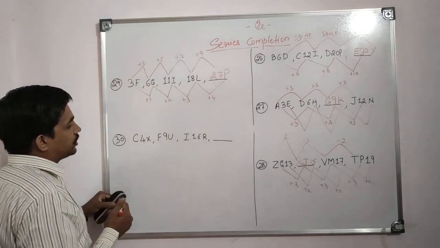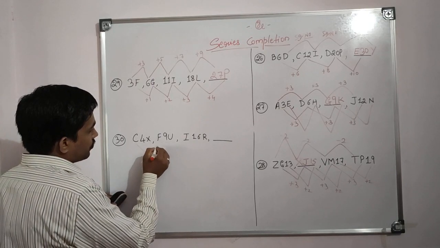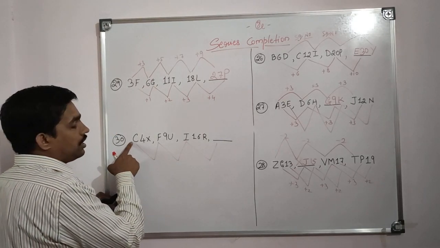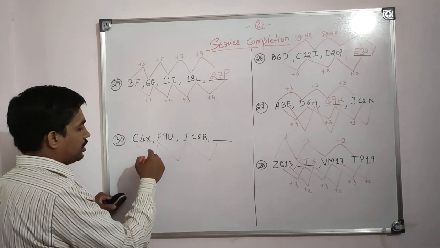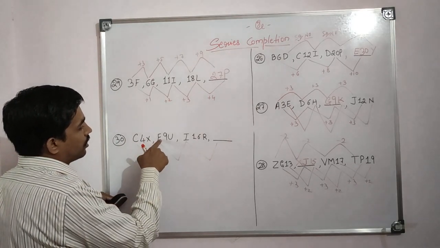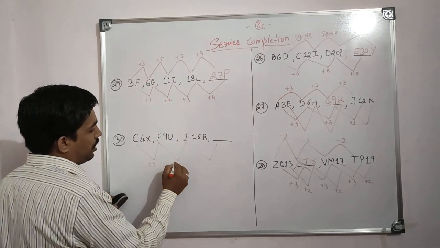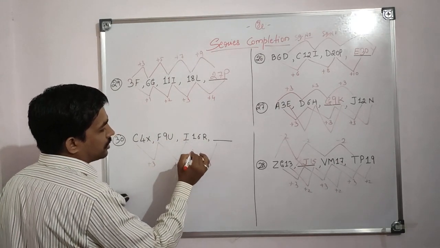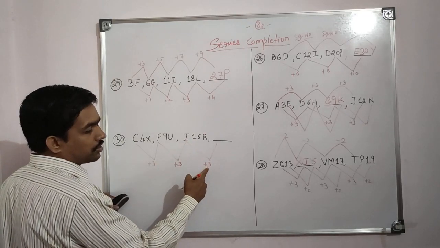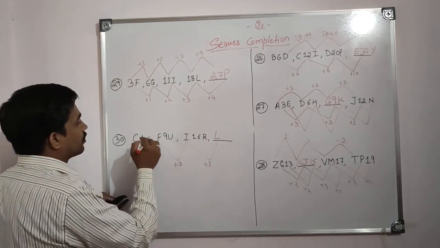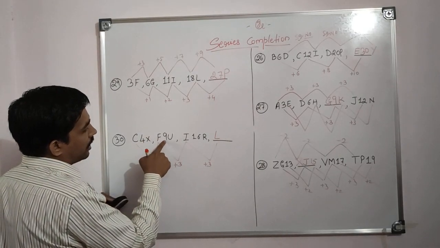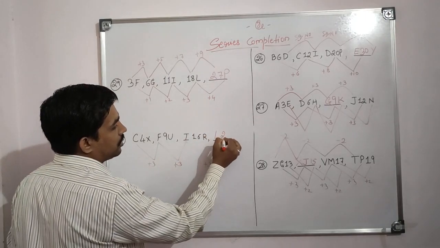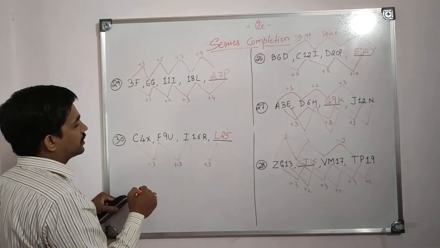And then coming to our last question. See our first letters. C is 3, F is 6, so plus 3. F is 6 and I is 9, plus 3. Then I is 9, 9 plus 3 is 12, and the 12th letter is L. And then see here, 4, 9, 16, these are all square numbers. So the next square number is 25.